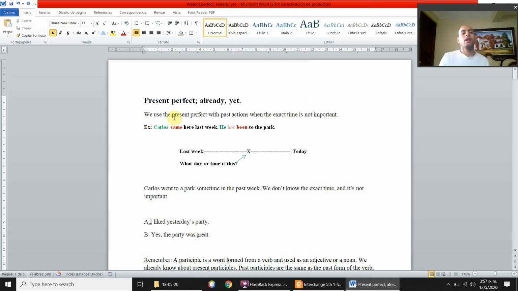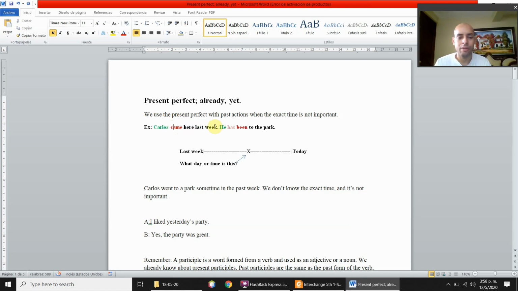So let's begin. We use the present perfect with past actions when the exact time is not important. So I repeat, we use the present perfect with past actions when the exact time is not important. For example, Carlos came here last week. This is the simple past. Carlos came here last week. As you can see, it has the structure of simple past.